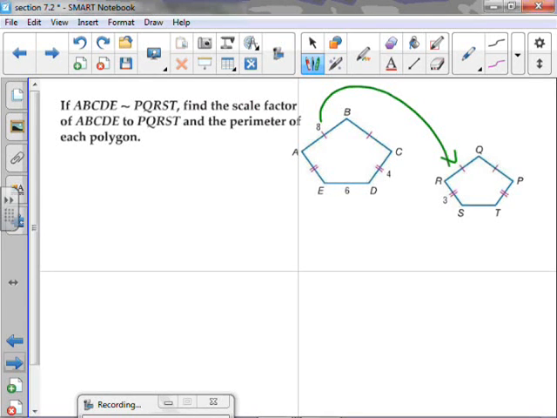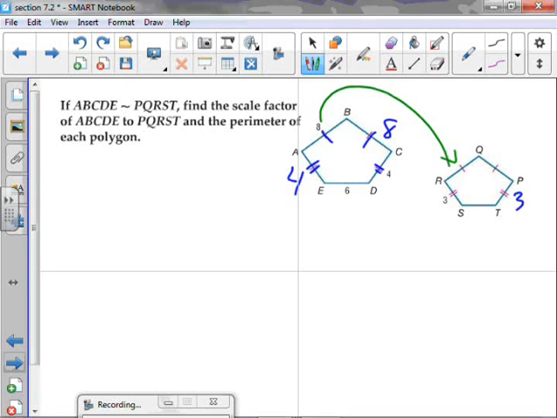So first thing I'm going to do is label all of the information I have in each of these figures. These two are the same, so I know that this must be 8. These two are the same, so I know this one must be 4. And what do you know? I have all the sides of A, B, C, D, E. I'm going to do the same thing over here as much as I can, but the only other one I can fill out is that 3 there.